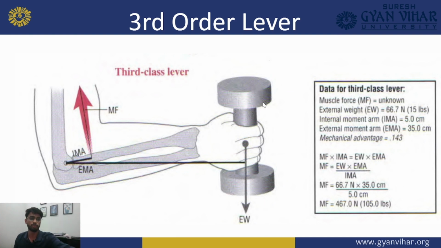This is the internal moment arm and this is the external moment arm, the distance between the load and the fixed point. Internal moment arm is the distance between the muscle's line of insertion, perpendicular distance, and the fixed point. This is internal moment arm. So again, this is the same calculation that we can make, and here you can see that mechanical advantage is only 0.13, which is really very less.